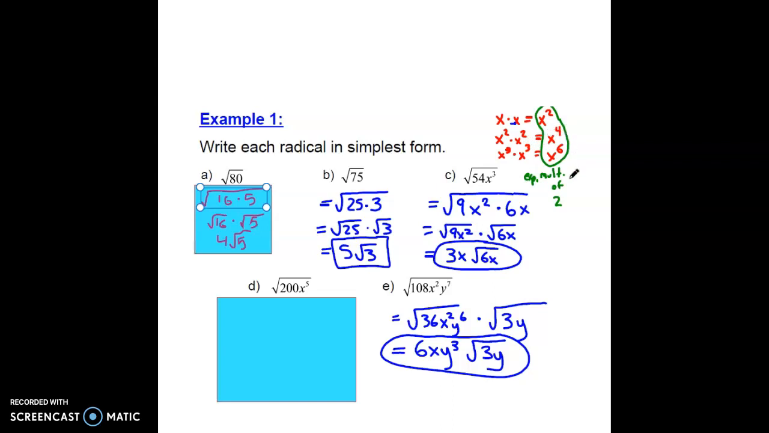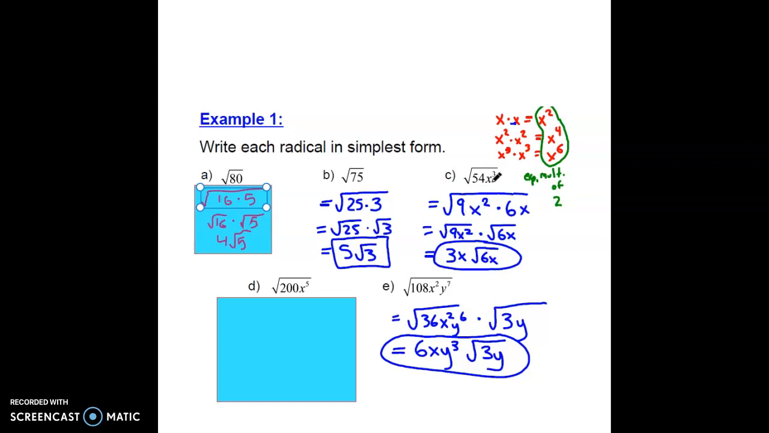Okay, so what we're trying to do is make sure it's a multiple of 2. So that's what we're going to take out. So like the lowest number if it's an odd number, or the next number. So 54x cubed, so it's still a square root. So what we're going to do is just look at the number first, okay? So 54. The largest perfect square is 9.